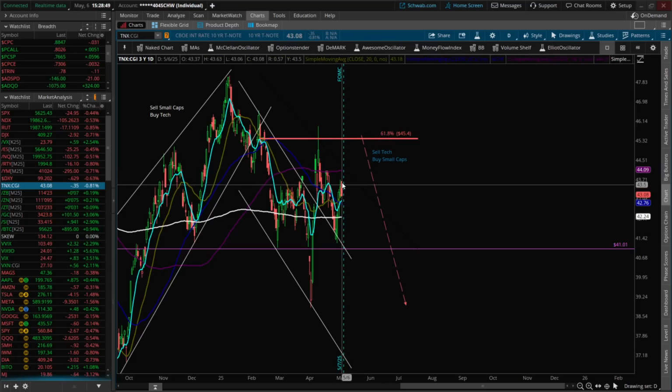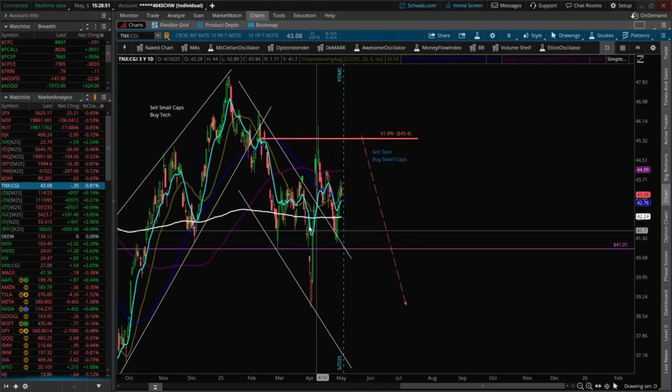We have FOMC. Does that spark it to the upside or to the downside? In my opinion, the downside is going to be the worst factor, that we're already in the recession. So let's keep an eye on it.